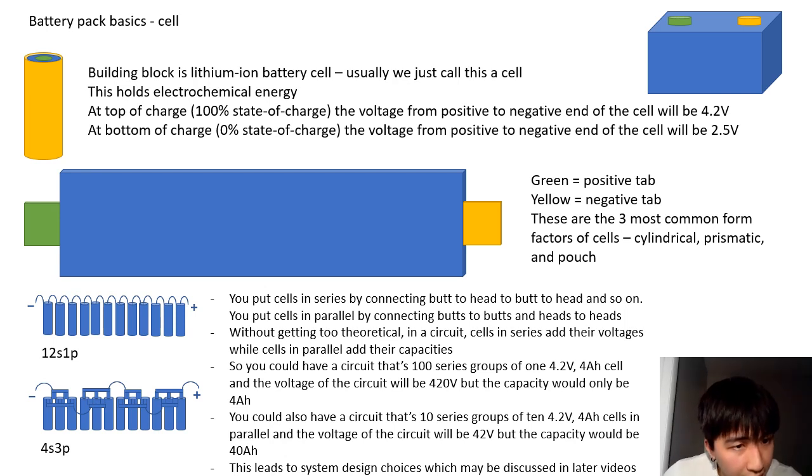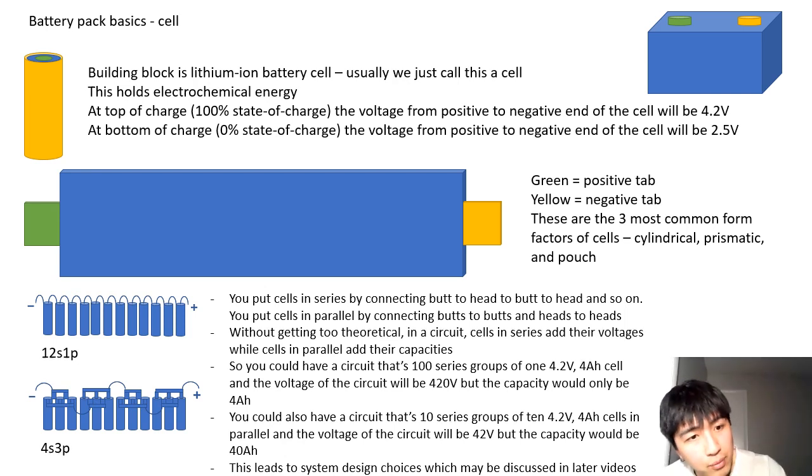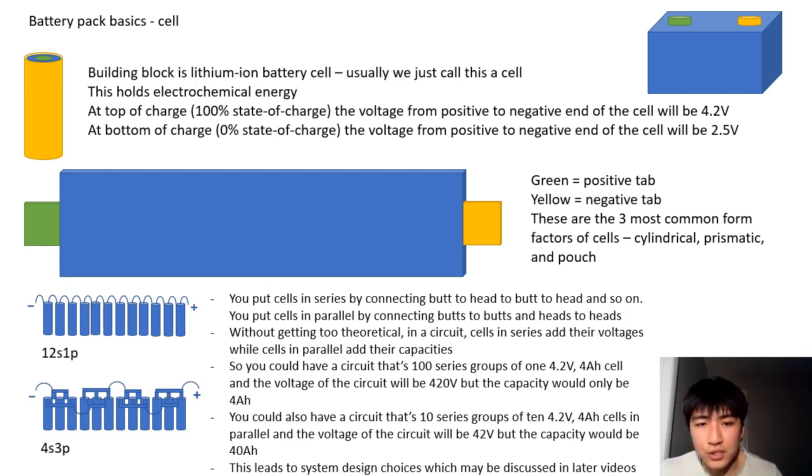But you can see that every single positive end is connected to a negative end in this configuration of 12 cells. So this configuration of cells would be called 12S1P because it's 12 cells in series. Cells in series add their voltages together, and cells in parallel add their capacities together. And then on the bottom image, you have cells that are in parallel. You connect things in parallel by connecting butts to butts and heads to heads, negatives to negatives and positives to positives.